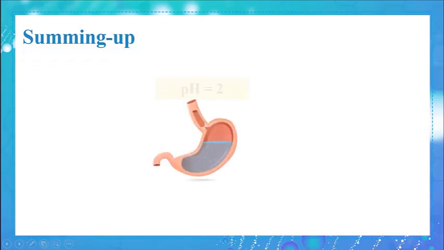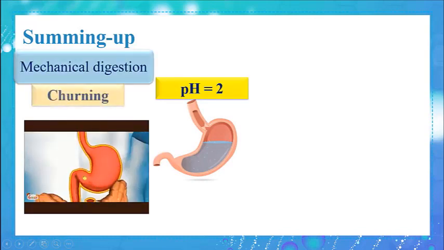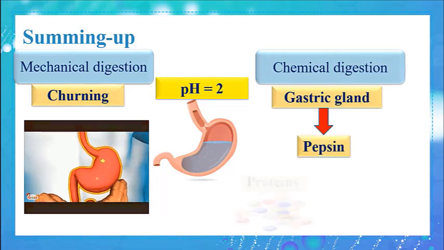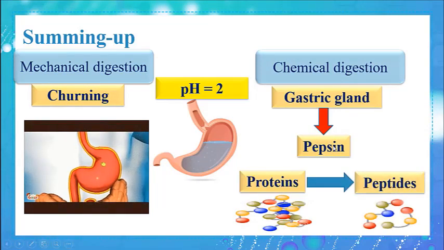In the stomach, the mechanical digestion includes churning. On the other hand, the chemical digestion includes the transformation of proteins into peptides under the action of pepsin, which is secreted by the gastric gland.